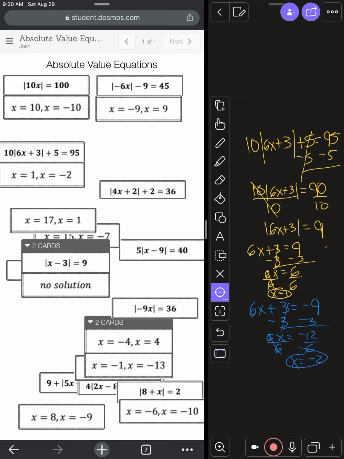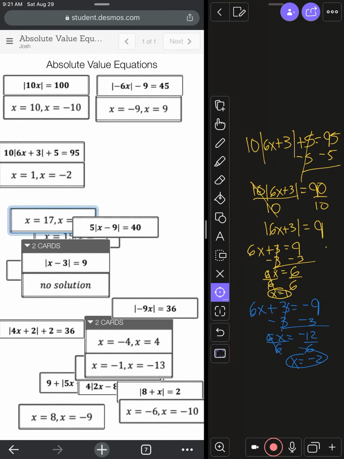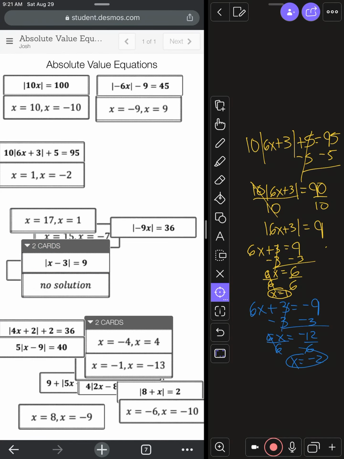So for instance, this one right here, same process. Get the absolute value all by itself, set 4x plus 2 equal to 34, and then set 4x plus 2 equal to negative 34. For this one, you get the absolute value all by itself, which would give you the absolute value of x minus 9 equals 8. And then you would set x minus 9 equals 8. And then you would set x minus 9 equals negative 8. And then you would solve those two.